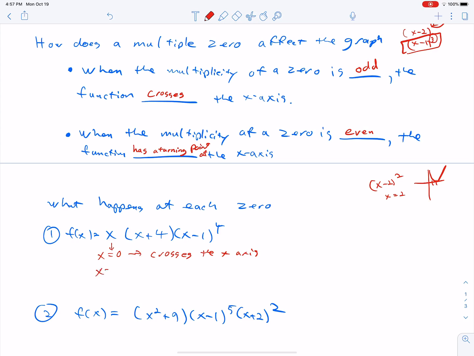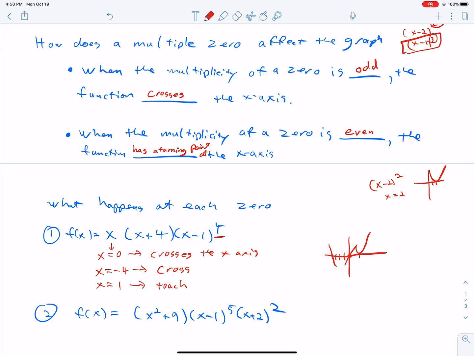So x plus 4 is going to be x equals -4. It's to the 1st power, so it's also going to cross. However, x minus 1, which is x equals 1, is an even multiplicity because it's raised to the 4th power. So at x equals 1, this is only going to touch the x-axis. So for this, at -4, it's crossing. At 0, it's crossing. But at 1, it's going to touch and come back up.